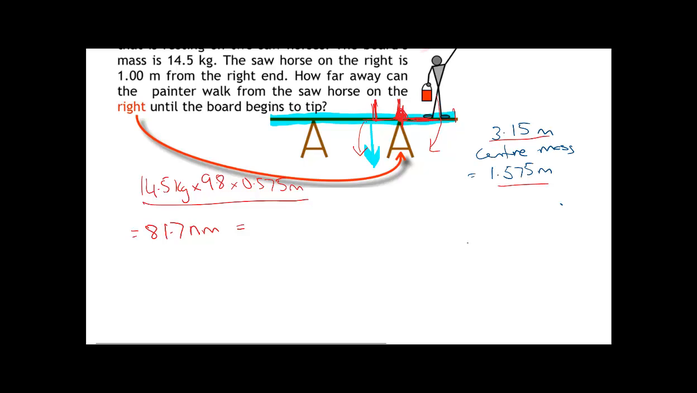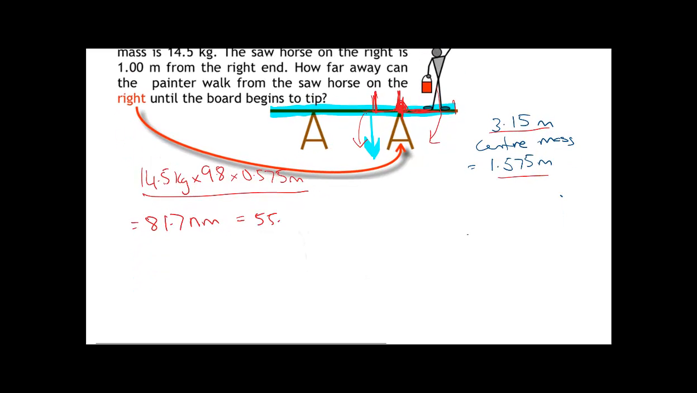So we've got the weight force of this guy, which is 55.6 times 9.8, and then that's going to be times the distance from the pivot point. If we multiply that together, the 55.6 times 9.8, we get 544.88. That equals 81.7 times D, so D becomes 81.7 divided by 544.88.